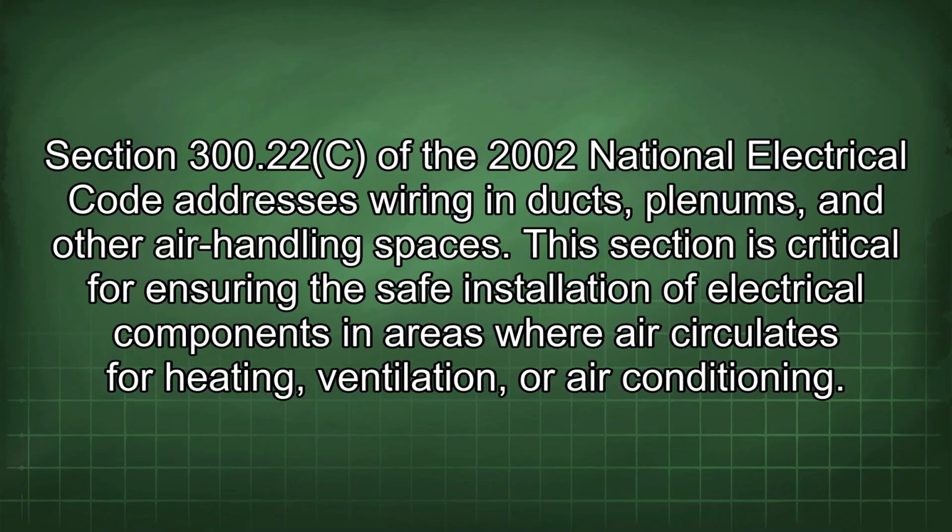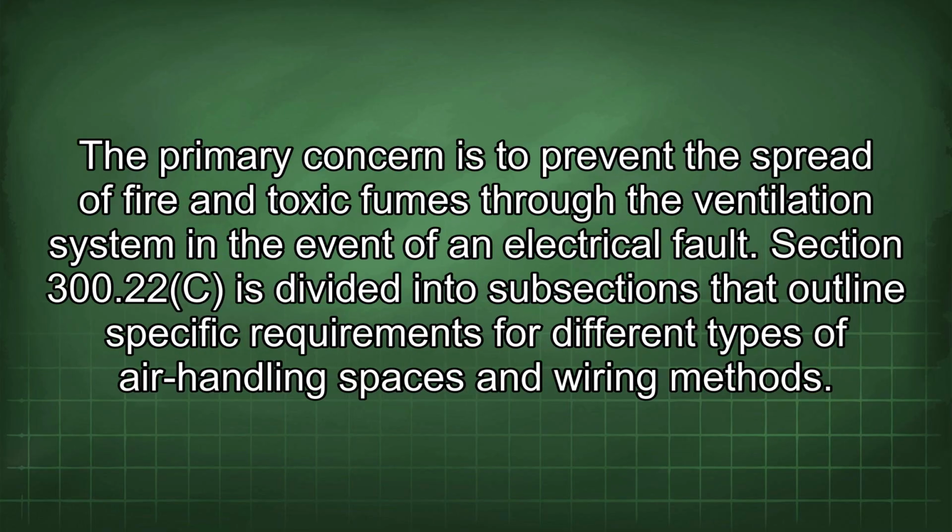Section 300.22c of the 2002 National Electrical Code addresses wiring in ducts, plenums, and other air handling spaces. This section is critical for ensuring the safe installation of electrical components in areas where air circulates for heating, ventilation, or air conditioning. The primary concern is to prevent the spread of fire and toxic fumes through the ventilation system in the event of an electrical fault.